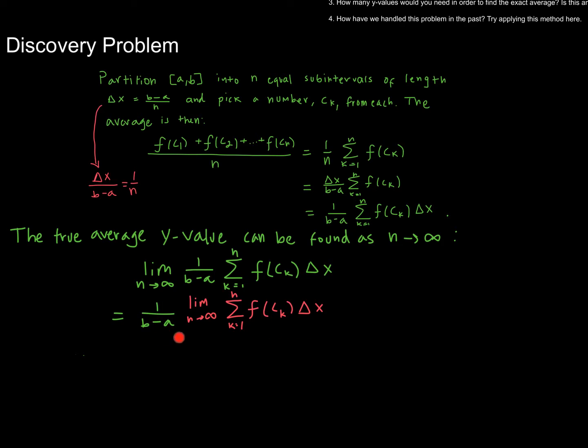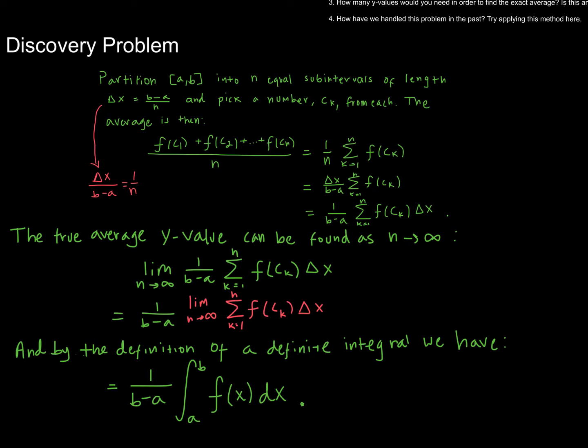So we can rewrite this as 1 over b minus a times the integral from a to b of f of x dx. And thanks to the fundamental theorem of calculus, since f is continuous, I know it has an antiderivative, and if I can find it, then I can evaluate this integral with ease, making it very easy now to find the true average value of any continuous function over a closed interval.